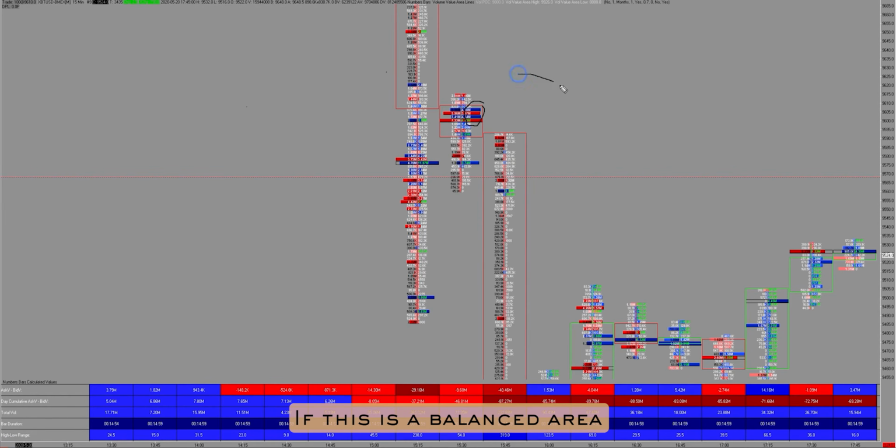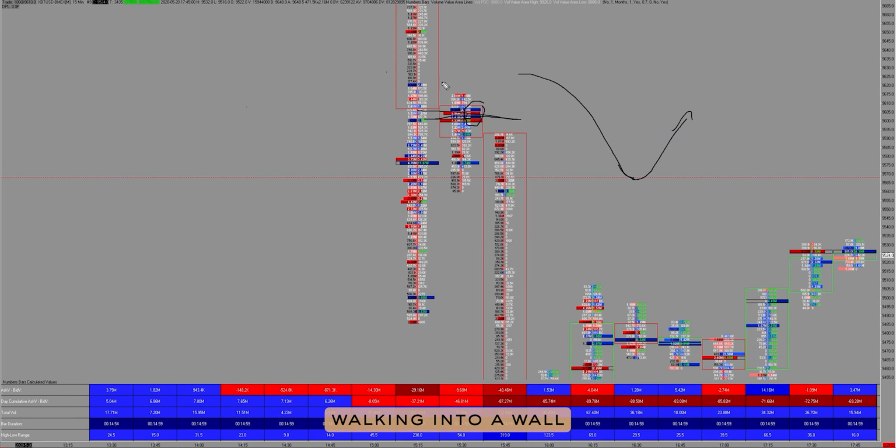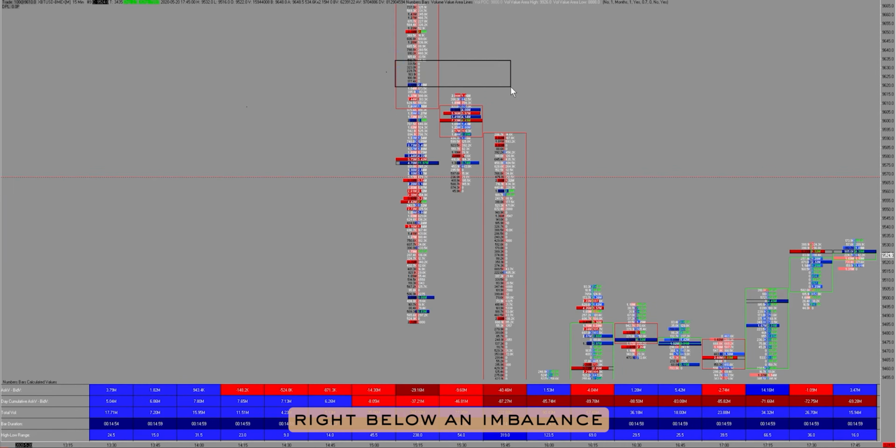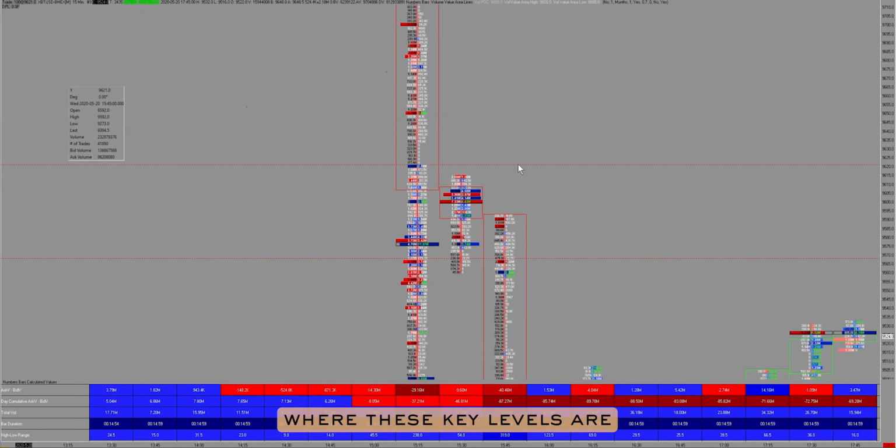If this is a balanced area, that activity should reduce towards the low. You should see that buyers become more willing to passively absorb this. If anything, we'll see that any kind of initiative response pulls it outside of this level instead of immediately walking into a wall right above an imbalance, right below an imbalance. So paying attention to where our imbalances are within this drop, again, keeping in mind where these key levels are. So now we have the sign that acceptance is clearly taking place at these lows.